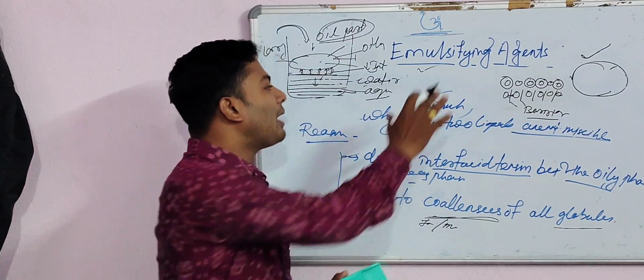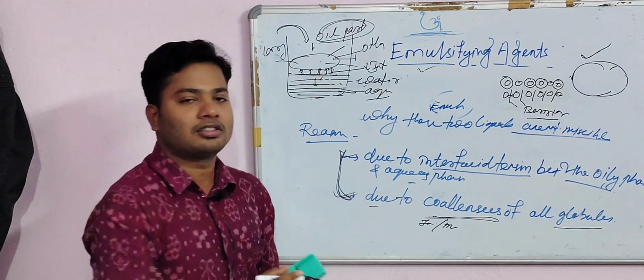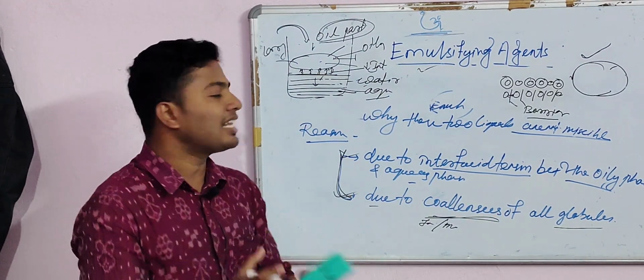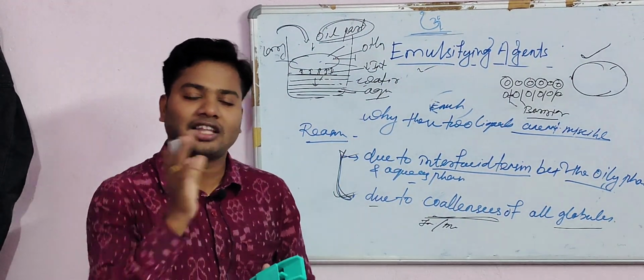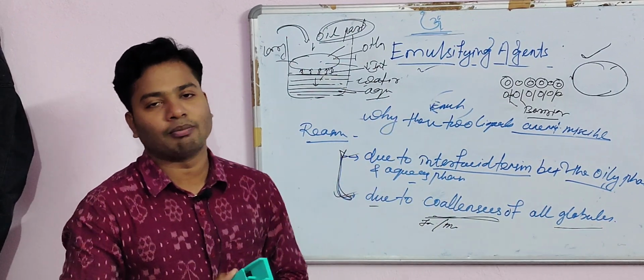By adding the emulsifying agent, you prevent these two problems. That's why you can prepare a stable emulsion. Clear? So that is the importance of the emulsifying agent, and that's why it is the most important parameter in the preparation of a stable emulsion.